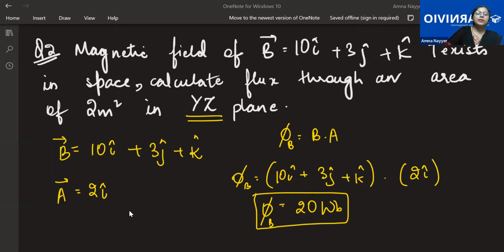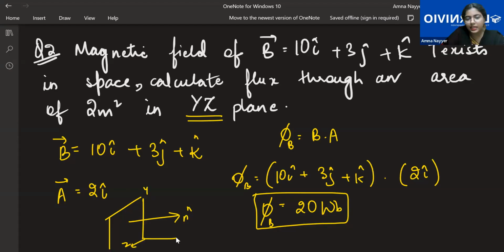See, you have the YZ plane. You have to choose an area vector, which means you have to drop a perpendicular to this. So if this is my y-axis, this outer one is the z-axis. So definitely the area vector is pointing towards the x-axis. For the x-axis, we use i cap.